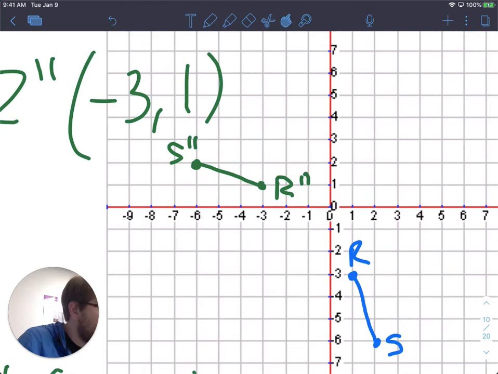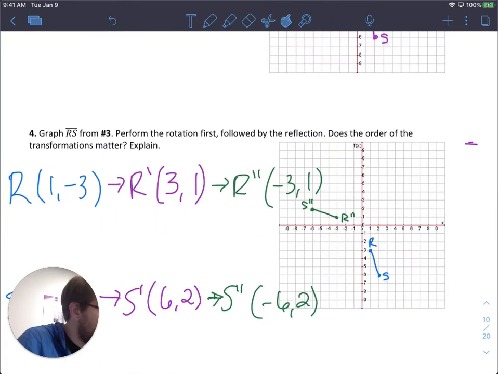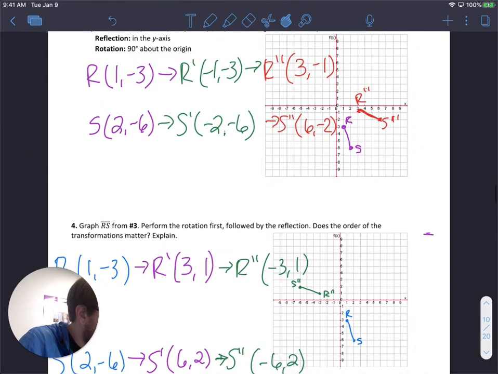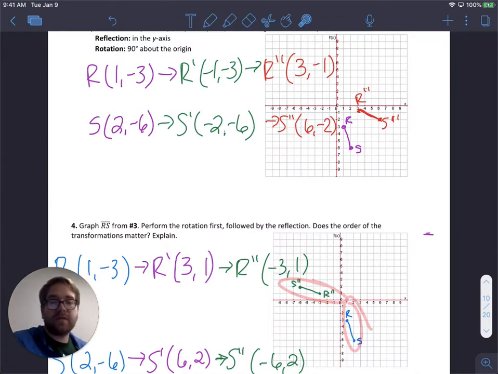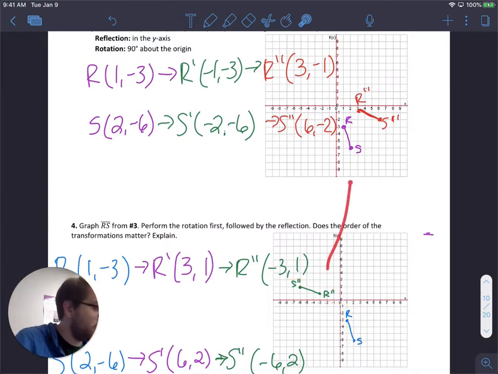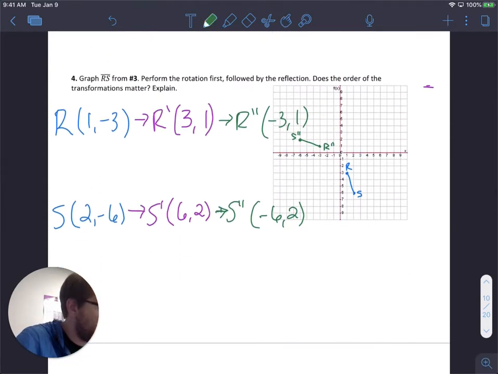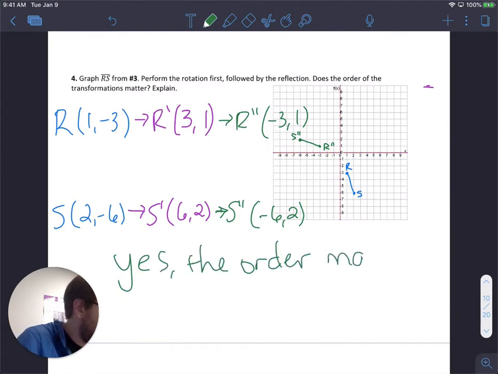Okay. So how does that compare to what we had in number 3? Well, here was our pre-image, and then here was our final composition image. Here's the pre-image in 4. Here's the composition in 4. Obviously, these are not in the same place, so the order does matter. Yes, the order matters.